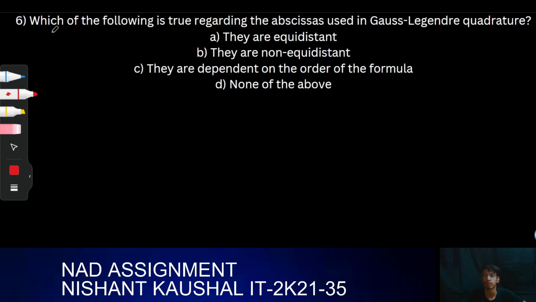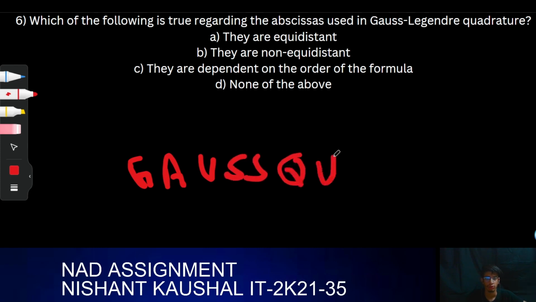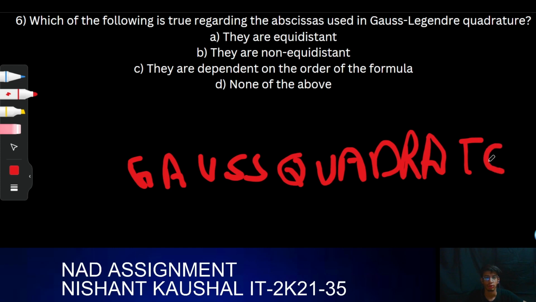Question number 6. Which of the following is true regarding the abscissa used in Gauss-Legendre quadrature? They are equidistant, they are non-equidistant, they are dependent on the order of the formula, none of the above. So like a Gauss quadrature formula, they are also equidistant. So answer will be A. They are equidistant.